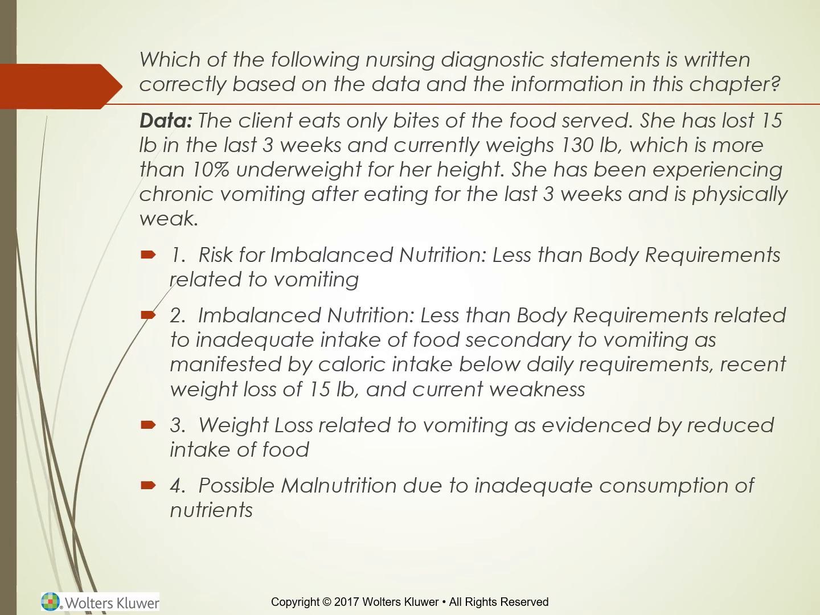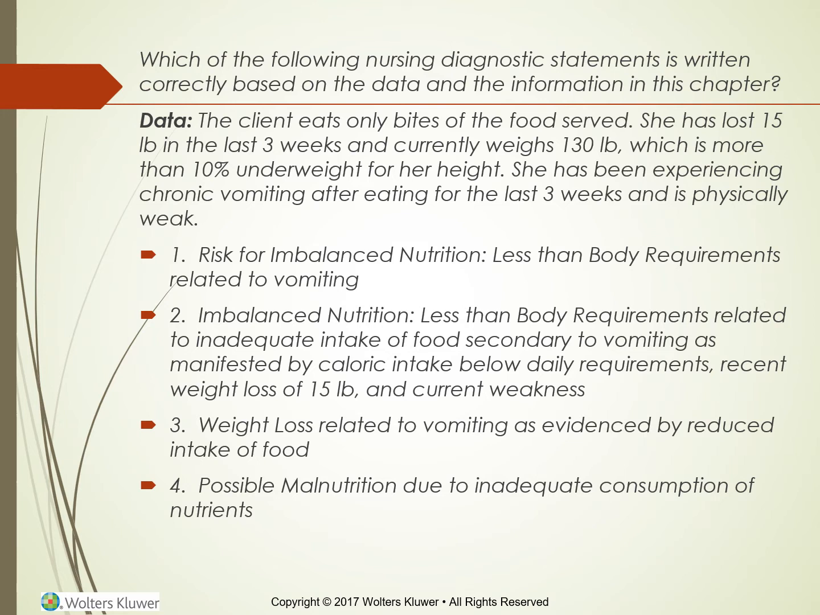Is your diagnostic statement going to be number 1, risk for imbalanced nutrition, less than body requirements related to vomiting, or 2, imbalanced nutrition, less than body requirements related to inadequate intake of food secondary to vomiting, as manifested by caloric intake below daily requirements, recent weight loss of 15 pounds and current weakness? Or is it number 3, weight loss related to vomiting as evidenced by reduced intake of food, or 4, possible malnutrition due to inadequate consumption of nutrients?